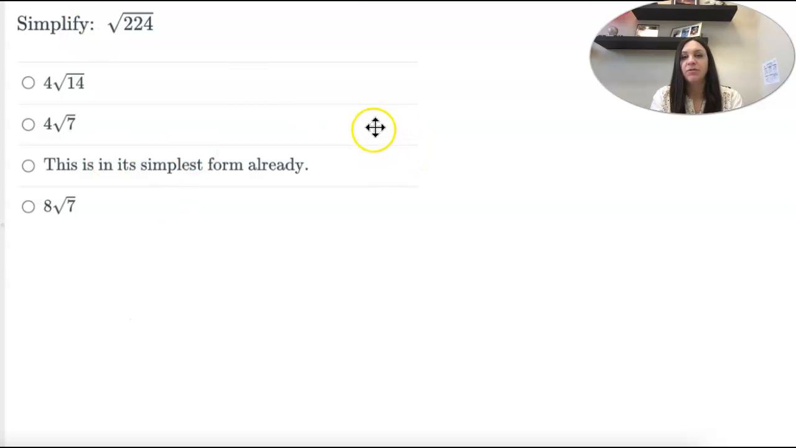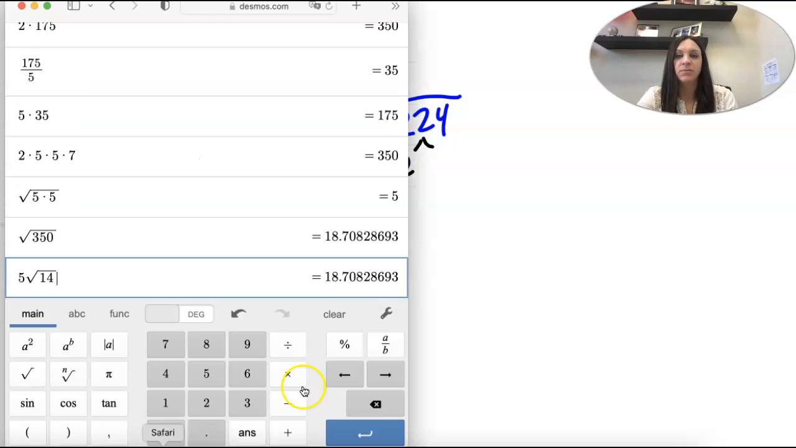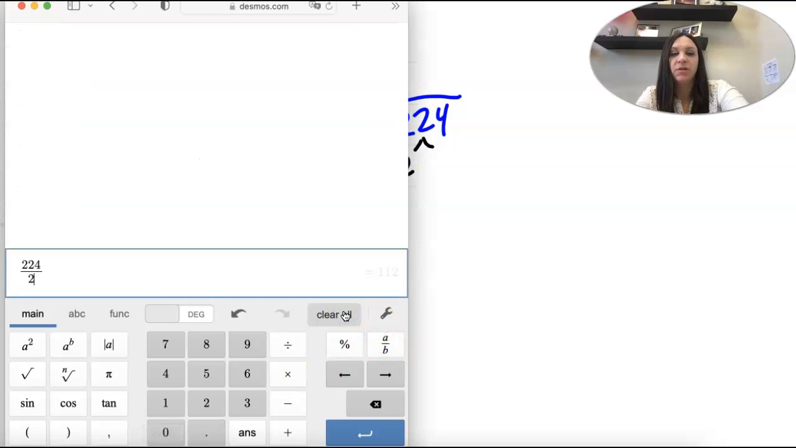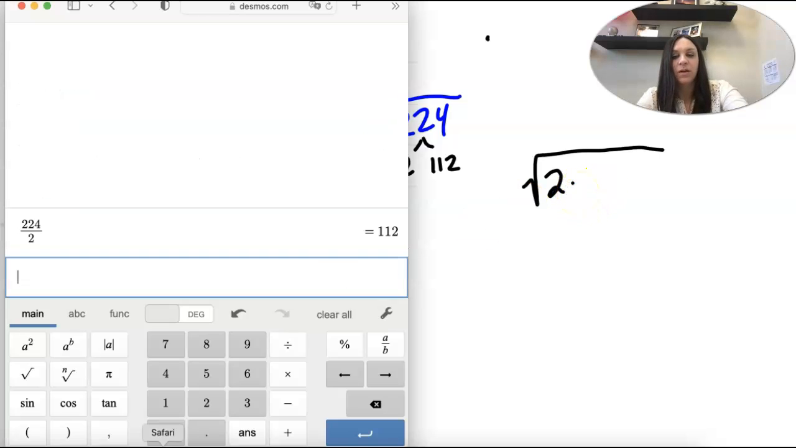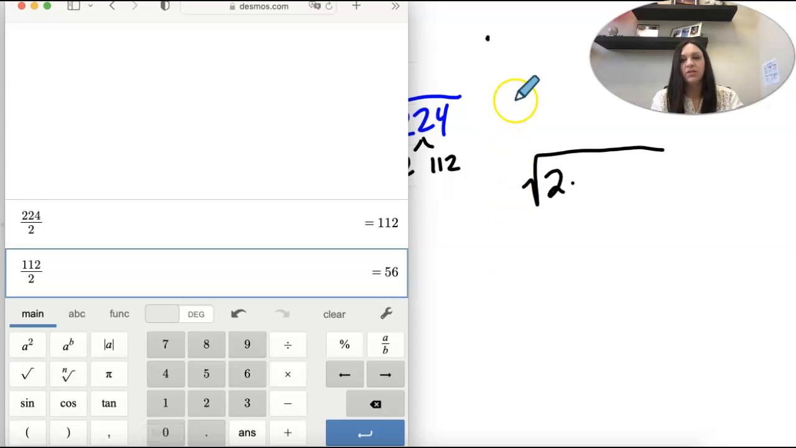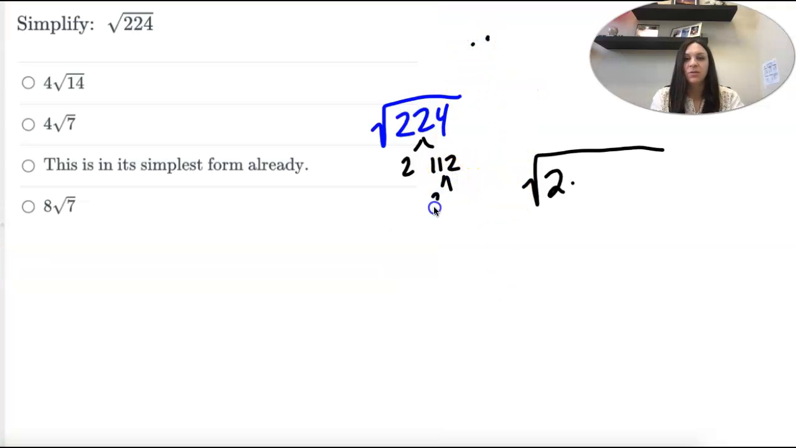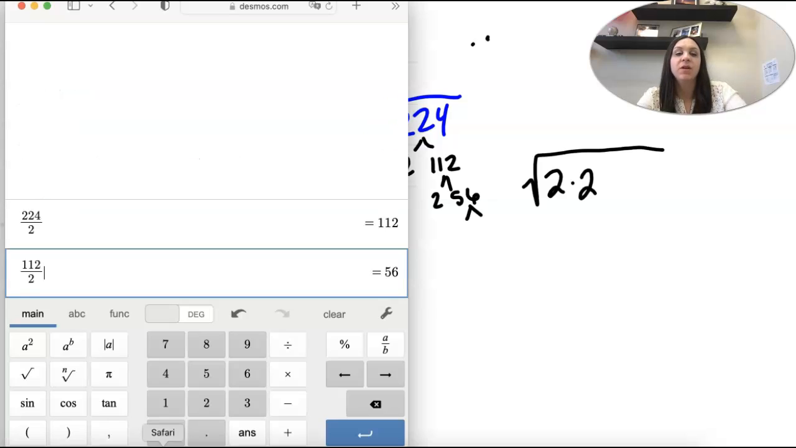Alright, square root of 224. So this one is not a perfect square, so we're going to have to factor it. I like to start with 2. 224 divided by 2 is 112. So I have the 2. And I'm going to keep going. So 112 divided by 2 is 56. So 2 times 56 is 112. I'll keep going.